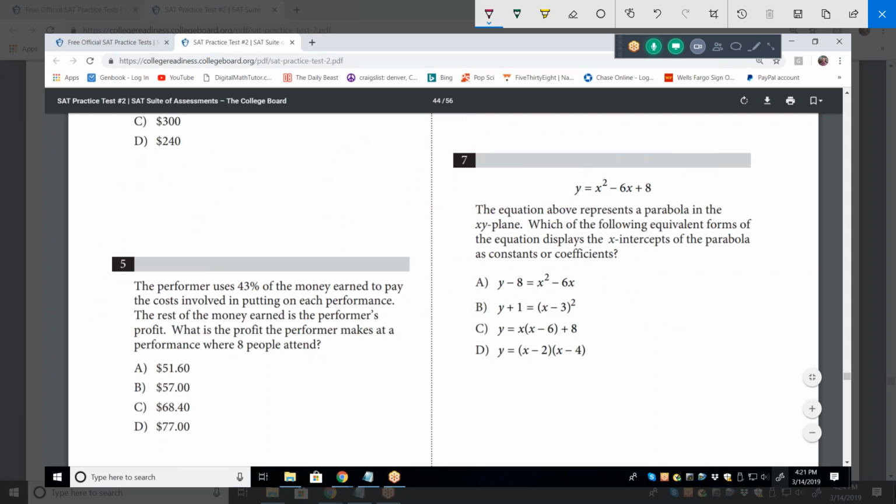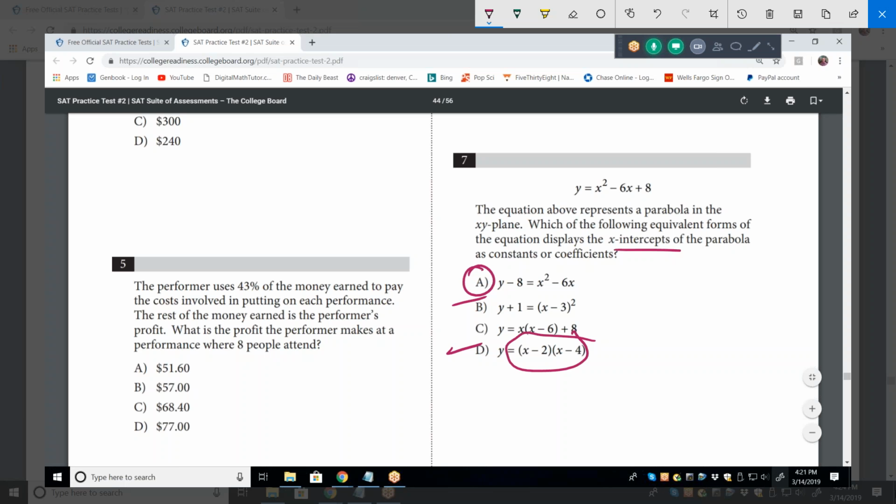I'm trying to think, do you really even need to factor that? Notice that A is actually correct. It's the same equation as they gave us, but it's not the x-intercepts. I don't even have to look at that thing. This is vertex format. Oh, okay, I see what you're saying. This is the x-intercept format right here: x minus p times x minus q.